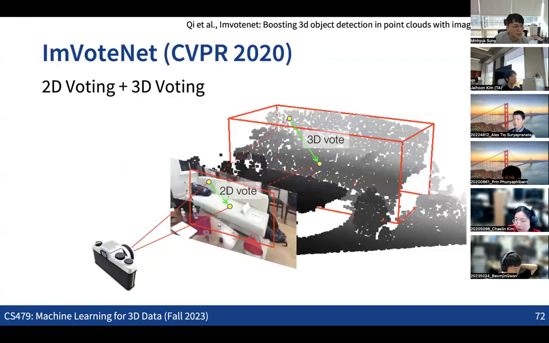This idea has also been extended to use both the 2D information and the 3D information. If we also use the 2D image information, while aggregating the 2D voting with the 3D voting, then we can get some further improvement in the accuracy.